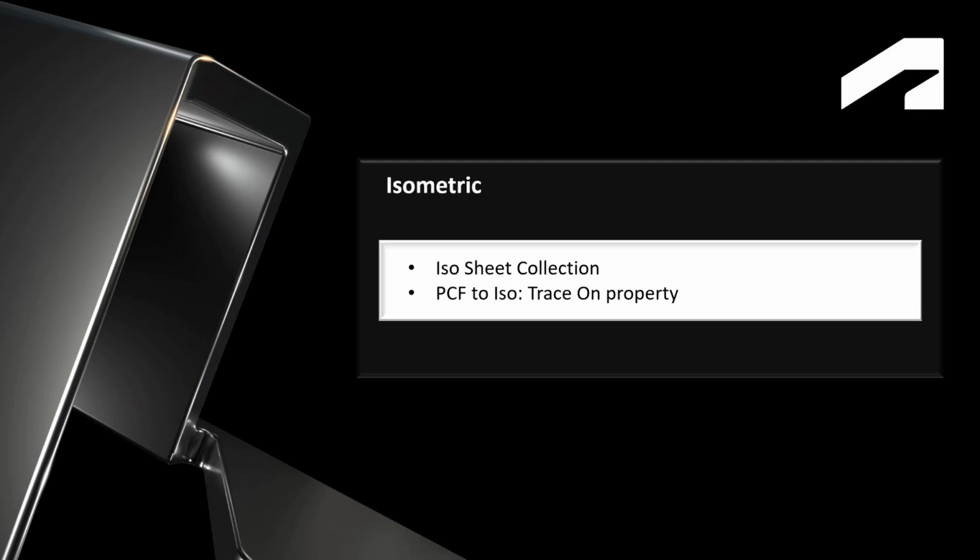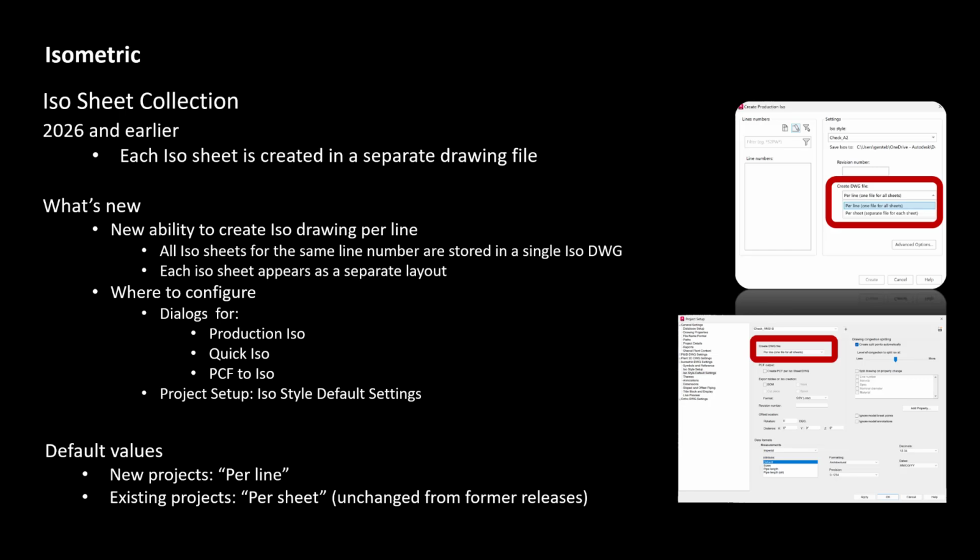These are the two isometric improvements we will cover in this session. First, ISO sheet collection. A significant workflow change that consolidates how ISO sheets are stored per line. Second, the PCF to ISO trace-on property, which addresses a compatibility issue with third-party PCF files. Both features target common pain points in production isometric workflows, so let's dig into each one. Let's start with ISO sheet collection.